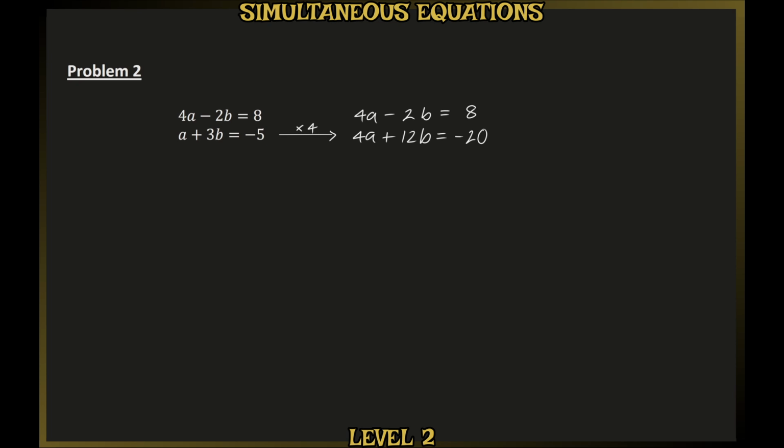Now that we've got the same number of a's in both equations, we notice that both of these are positive. And so to eliminate these and remove them, we need to subtract them from each other, because 4a minus 4a is 0.